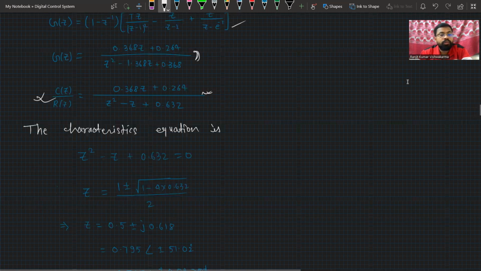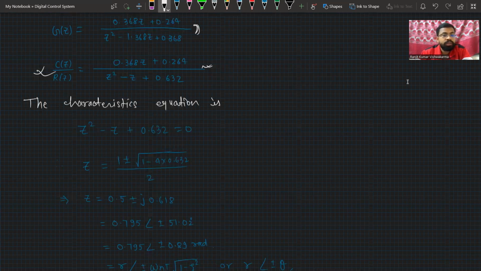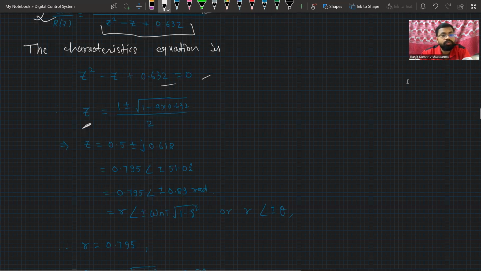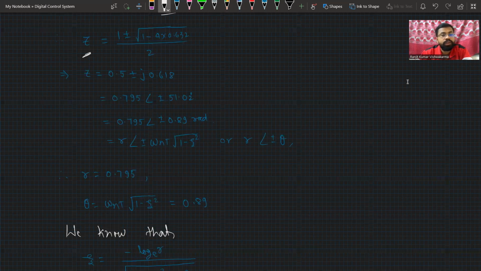Now from here, what will be the characteristic equation? This part will be the characteristic equation: z square minus z plus 0.362 equals 0, and from here we can calculate the z poles. So the poles will become like this. We can write in rectangular form, this one is the rectangular form, and in polar form that is r at an angle of plus minus omega n T root under 1 minus zeta square, or we can say like this.